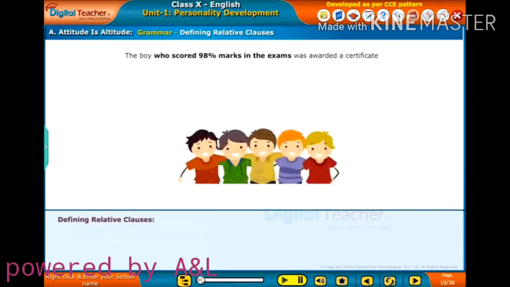Now, let us learn about defining and non-defining relative clauses. Look at the given example. The boy who scored 98% marks in the exams was awarded a certificate.